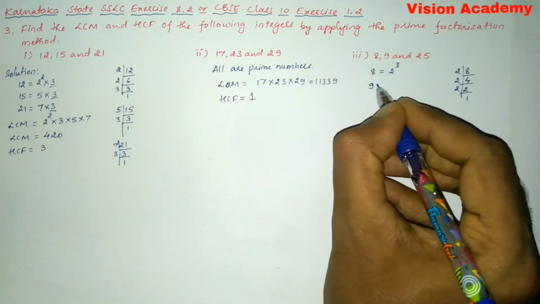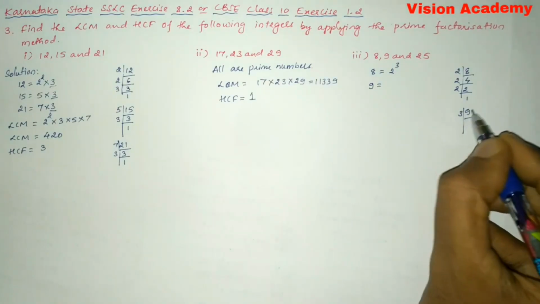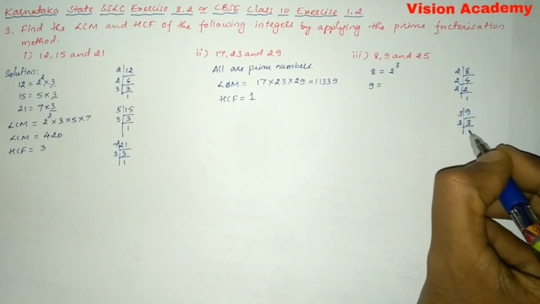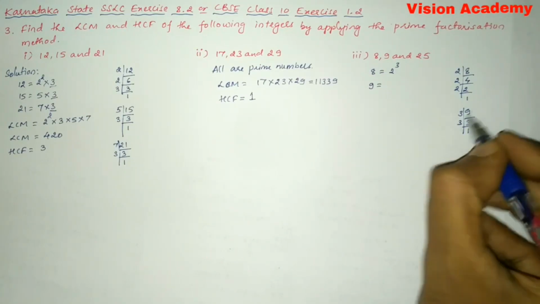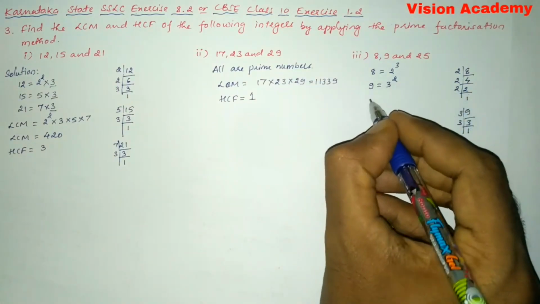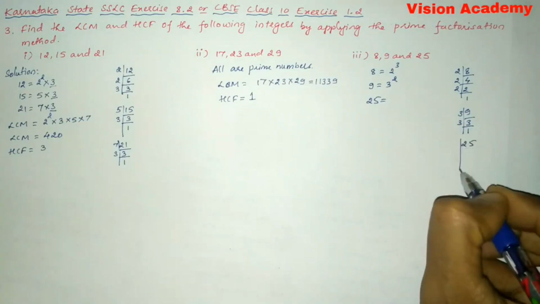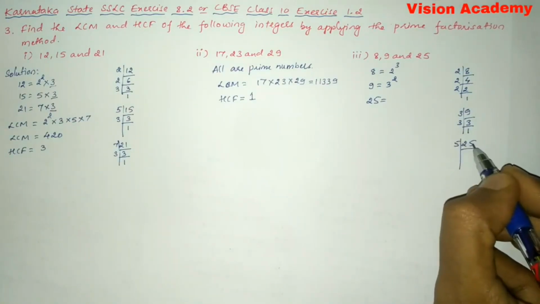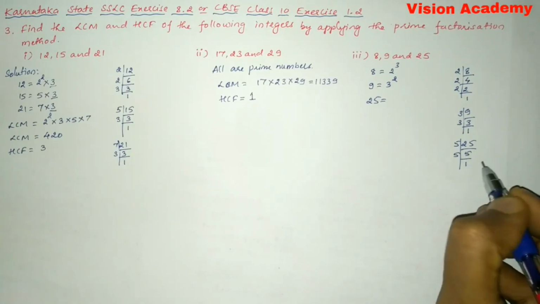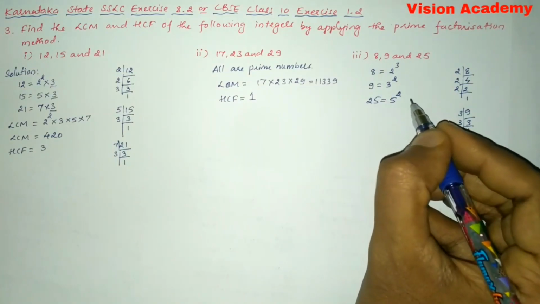So next we'll take up 9. So let us divide 9 by the next prime factor 3. So 3 threes are 9. Next again it is divided by 3, 3 ones are 3. So here 3 into 3 gives us 3 squared. Now we'll write 25. Divide 25 by the next prime factor 5. So 5 fives are 25. Again 5 ones are 5. So 25 is 5 into 5, that is 5 squared.